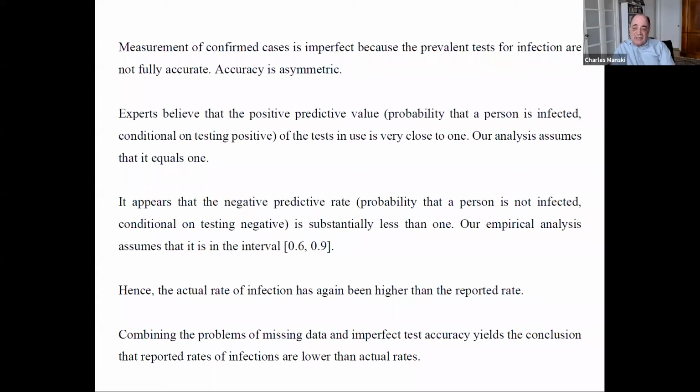Let me mention just on the side that for those of you, if anyone listening in has a medical background, you may be well aware that the way the test accuracy is measured is not always by positive predictive value and negative predictive value.